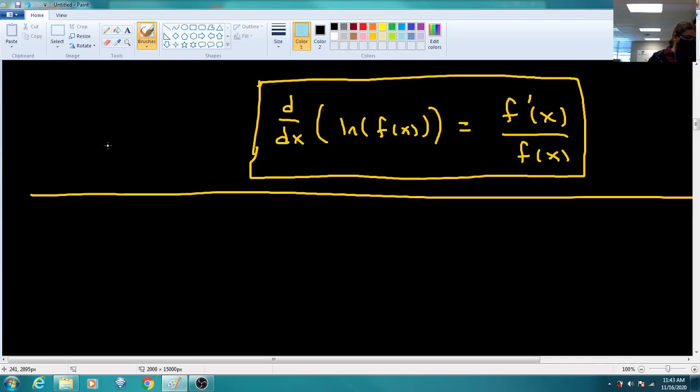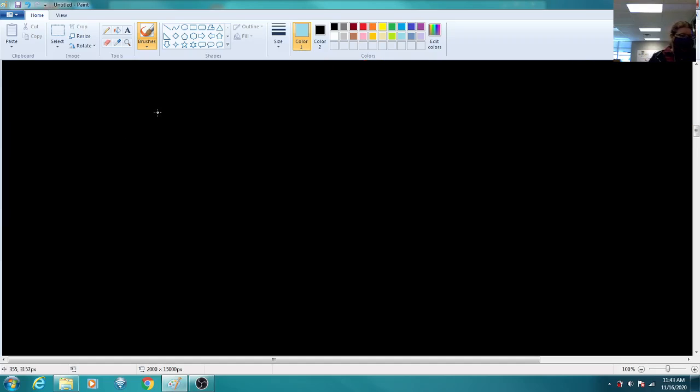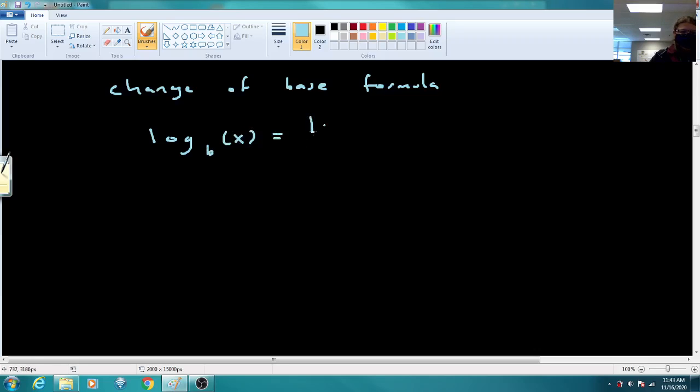Next little bit here, we're going to use a change of base formula. And then we got some other tricks we're going to do in a couple examples after that. So for this one, the change of base formula is log base b of x equals log base a of x over log base a of the old base b.